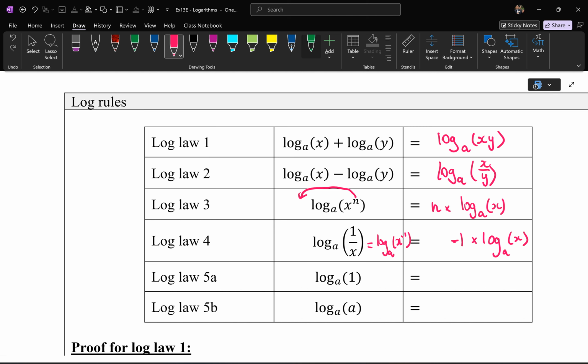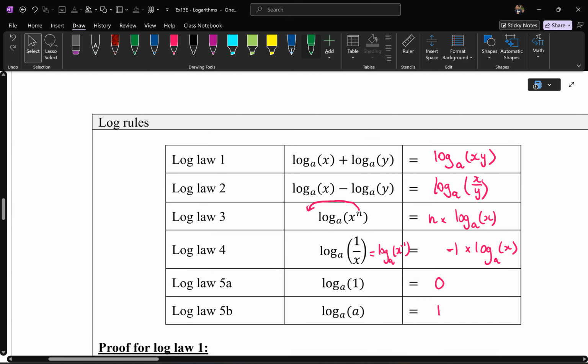All right, log rules 5A and 5B. Hopefully at this point, you should be able to tell me the answers for those rules. We already know log A of A is 1, because we're saying A to the power of what gives me A. Then what would this one be? What's log A of 1? 0. Very good. Because that's just saying A to the power of what gives you 1. A to the power of 0 gives you 1. That's index law number 6. But there you go. Those are your log rules.